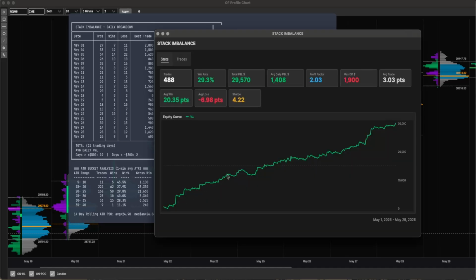This equity curve is looking great. Right here, we had a nice little drawdown. We had a max drawdown of 1,900. That was probably right up in here. So once you start getting like negative 500 drawdown on an account and you take a losing trade, just roll to another account. Don't sit there and keep building up to a blow up on an account.